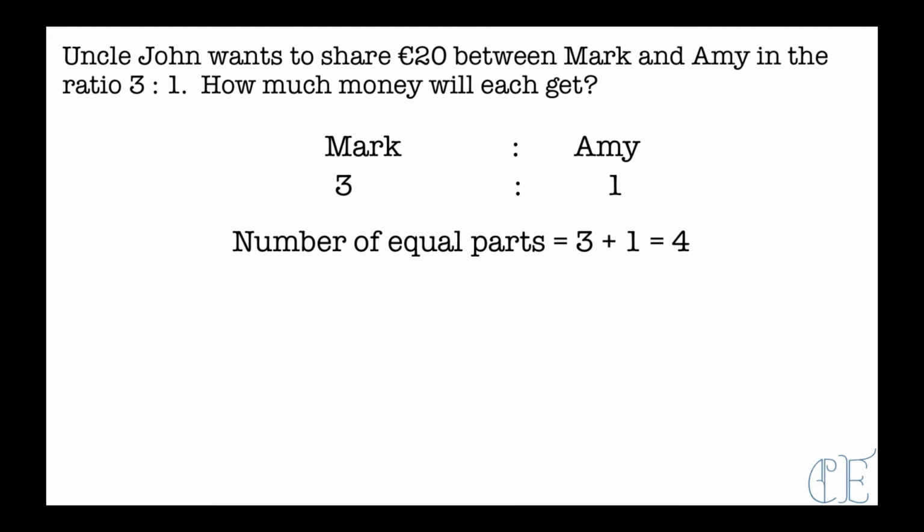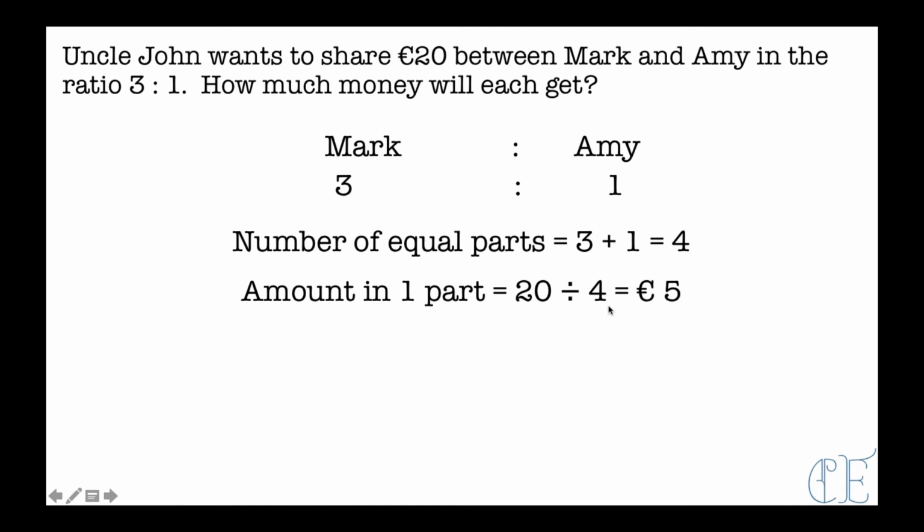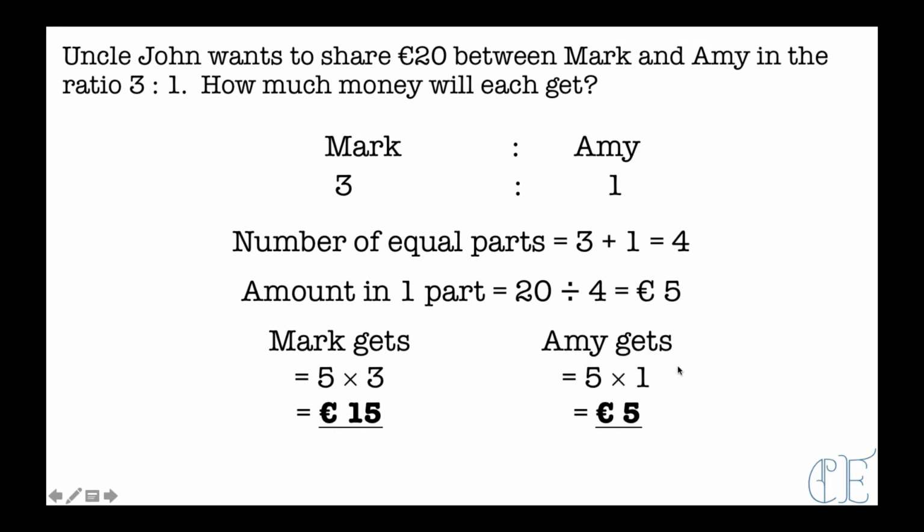We need to take our €20 and divide it by 4 to tell us how much is in each part. So one part is €5 because 20 divided by 4 is 5. Mark has 3 parts, which means he wants 3 of these. So 3 times 5 is 15. And Amy's only got 1 part, so she can only have 1 of those. So that's only €5 for Amy. 15 plus 5 makes 20. So we more or less know we've got it right. And to be fair, it looks right to me.